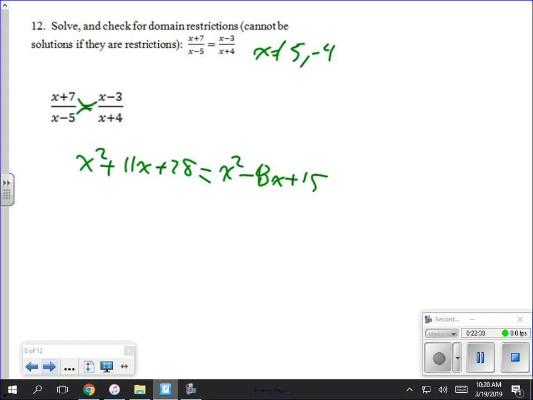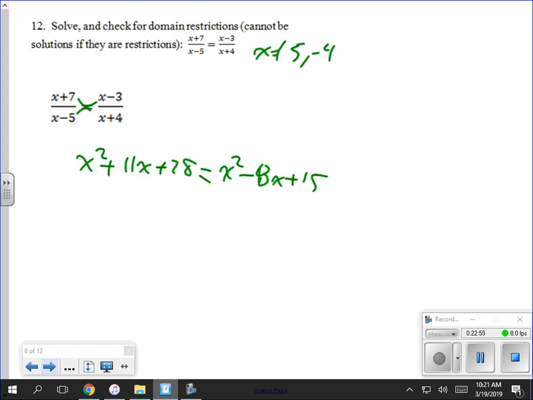X plus 7 times x plus 4. X times x gives me x squared. How do I get the 11x? 7 plus 4 is 11. 7 times 4 is 28. -5 plus -3 is -8. -5 times -3 is 15. When you don't have anything in front of the x, it's really easy to multiply.